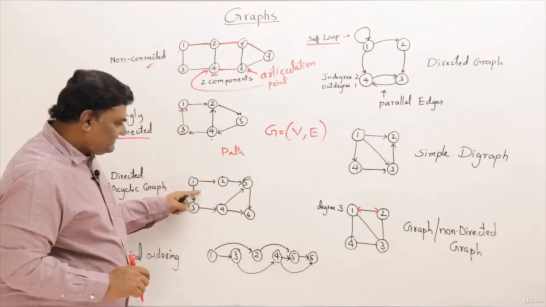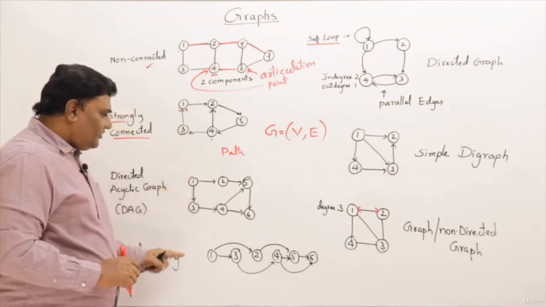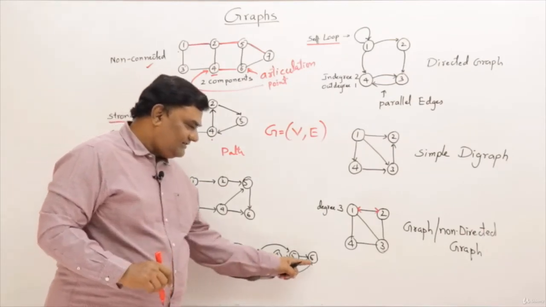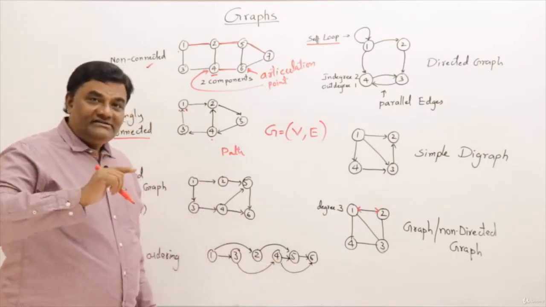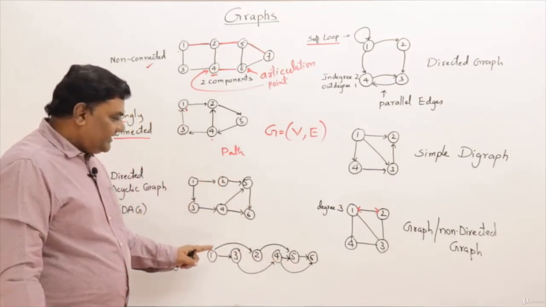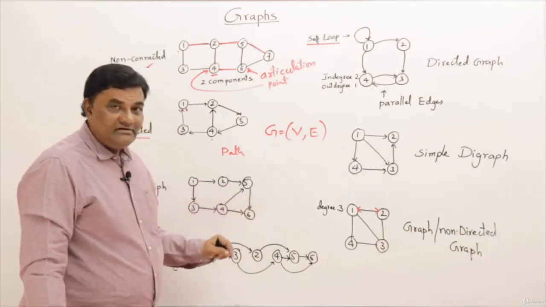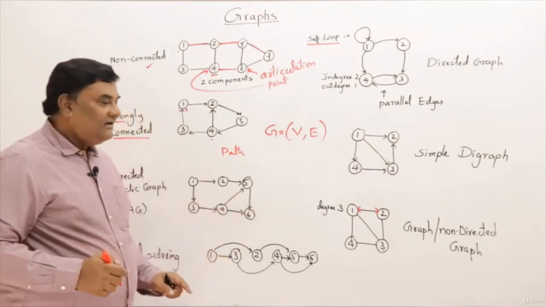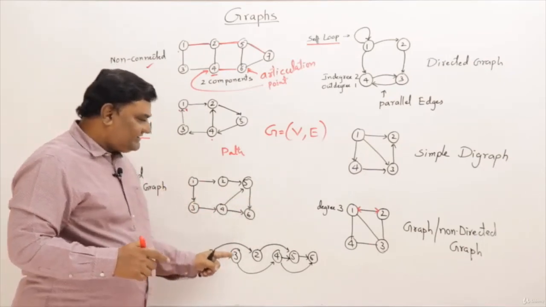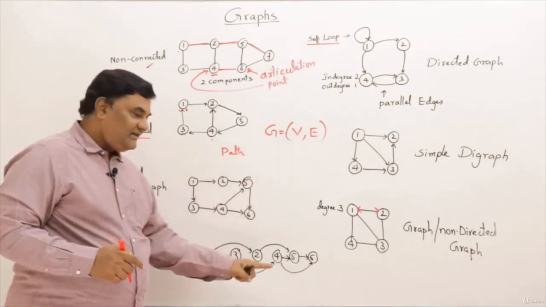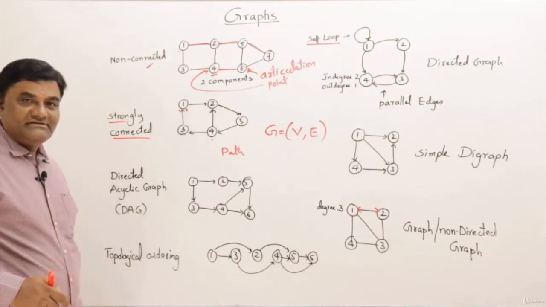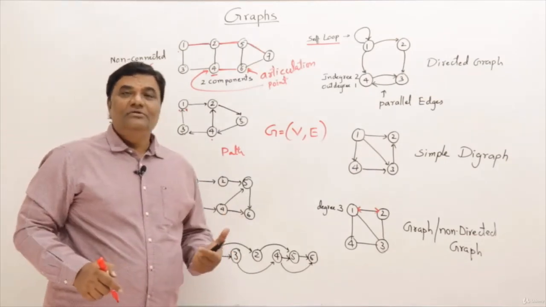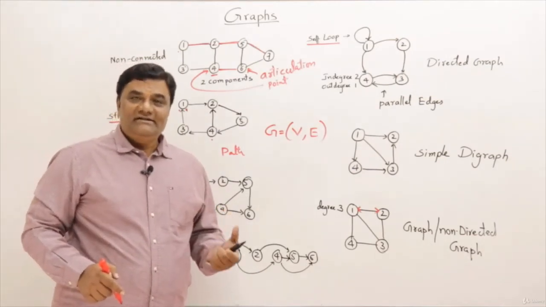And the last thing is, in this directed acyclic graph, we can arrange all the vertices linearly in a single line, such that the edges are going only in the forward direction. The edges are not coming back. If you can arrange the vertices such that the edges go only forward, then it is called a topological ordering of vertices. This is possible only in a directed acyclic graph.